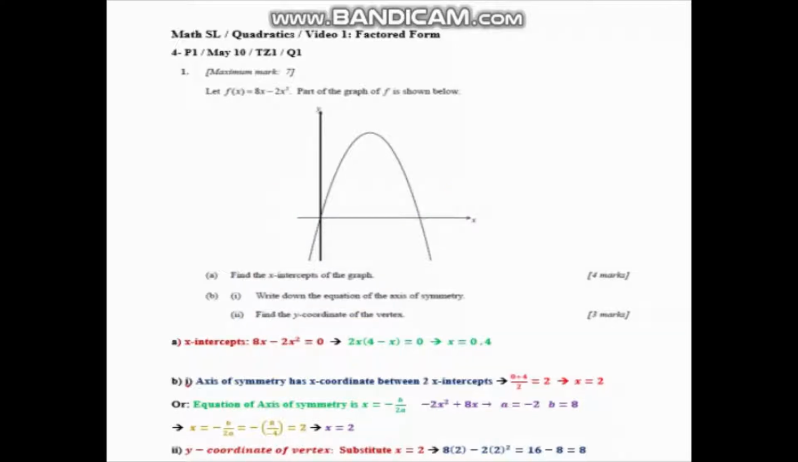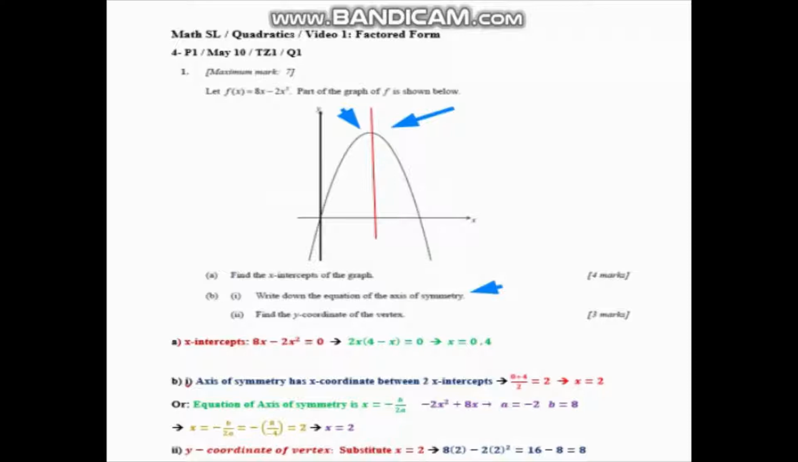So next I'm required to write down the equation of the axis of symmetry. The axis of symmetry is the line that splits the parabola in the middle into two equal parts that are identical copies of each other. So the axis of symmetry has to pass through the vertex, which is the minimum or the maximum point of the parabola, depending on the type of the parabola. So we know that the axis of symmetry is a vertical line passing through the vertex.